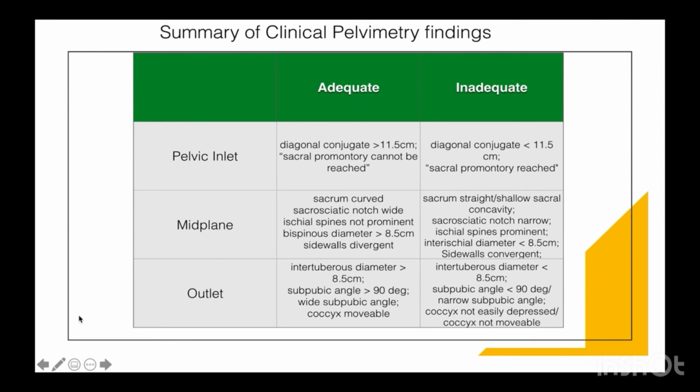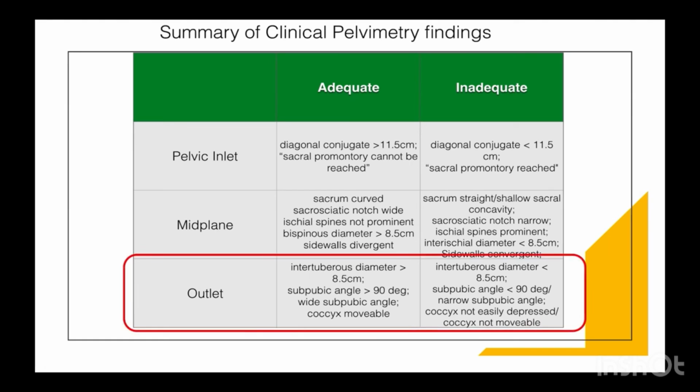So the clinical pelvimetry findings for the outlet can be summarized as follows. So if the outlet is adequate, we report it as intertuberous diameter more than 8.5 centimeters, subpubic angle more than 90 degrees, or we can also say wide subpubic angle, and finally, coccyx is movable.